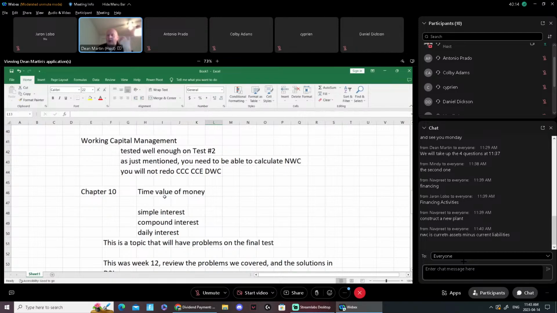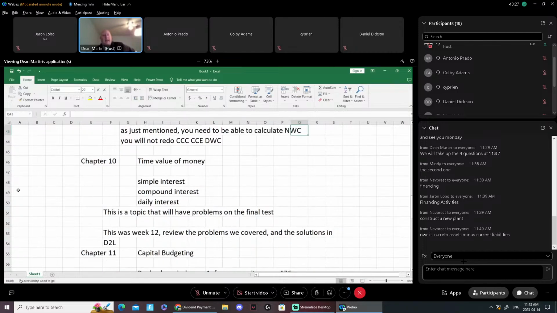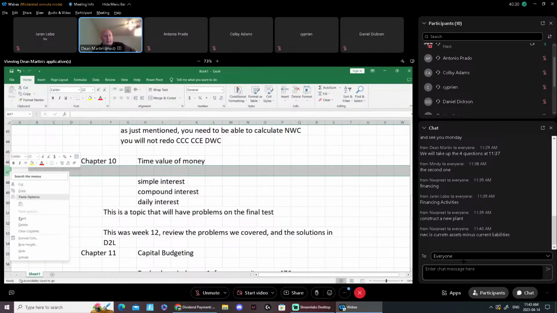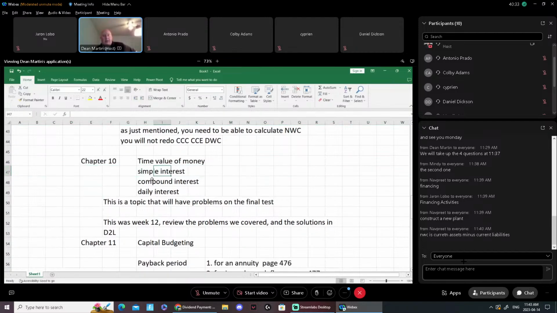Working capital management. We're not doing cash conversion cycle, cash conversion efficiency, days working capital. We already did those on a test. You don't need to redo them. Reminder though, net working capital will come up again. Chapter 10, the time value of money. Be able to do simple interest, compound interest, daily interest. I gave you an example in class in week 12. Also, I put questions about these on the practice test Monday. So be able to figure those three out. Also, time value of money problems. Go in and look at the samples we did.